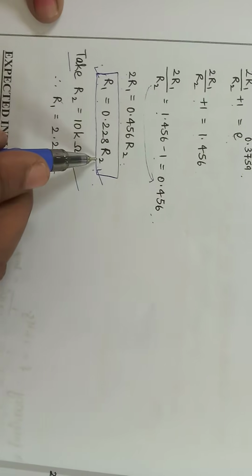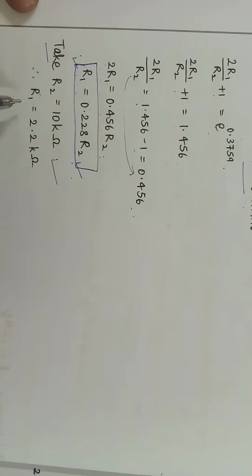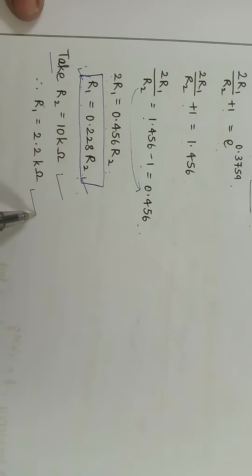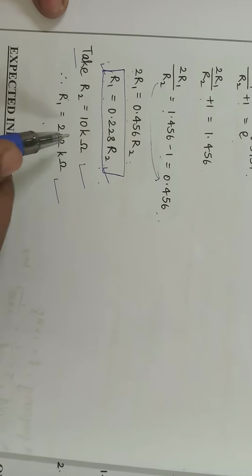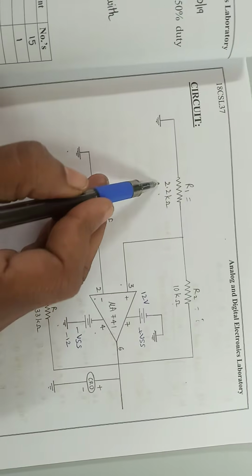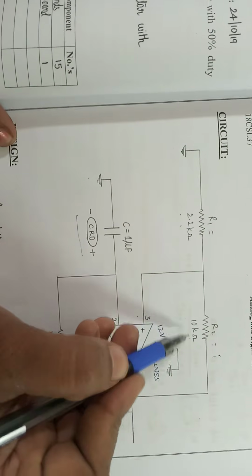If you take R2 as 10k ohm, then R1 should be equal to 2.2k ohm. Now we have the positive feedback values R1 and R2. That value should be connected in your diagram as the positive feedback. R1 is 2.2k, R2 is 10k ohm.